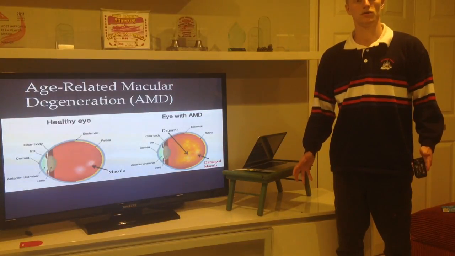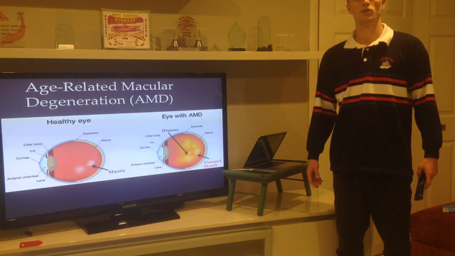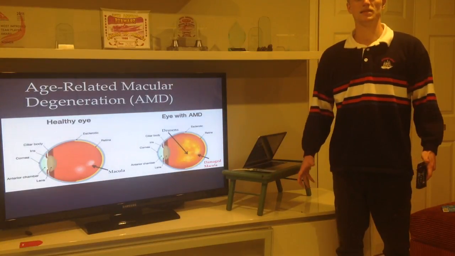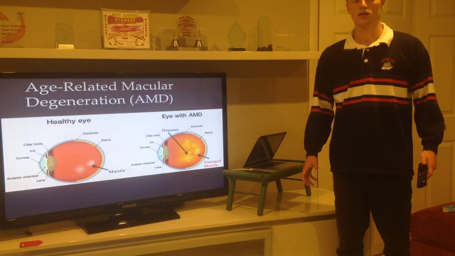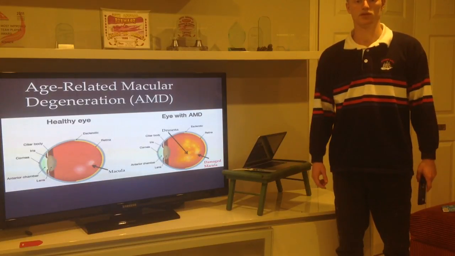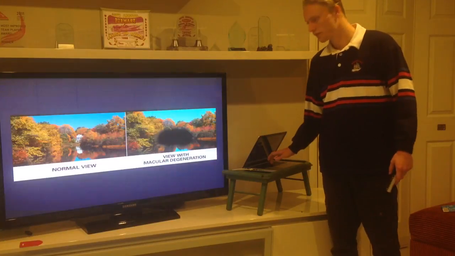Both forms can be attributed to the accumulation and inadequate clearing of waste products under the retina, which appear as drusen, in yellow, in an eye examination. This leads to damage and thinning of the macula. The macula is made up of millions of light-sensing cells that provide sharp central vision. It's the most sensitive part of the retina, which is located at the back of the eye.